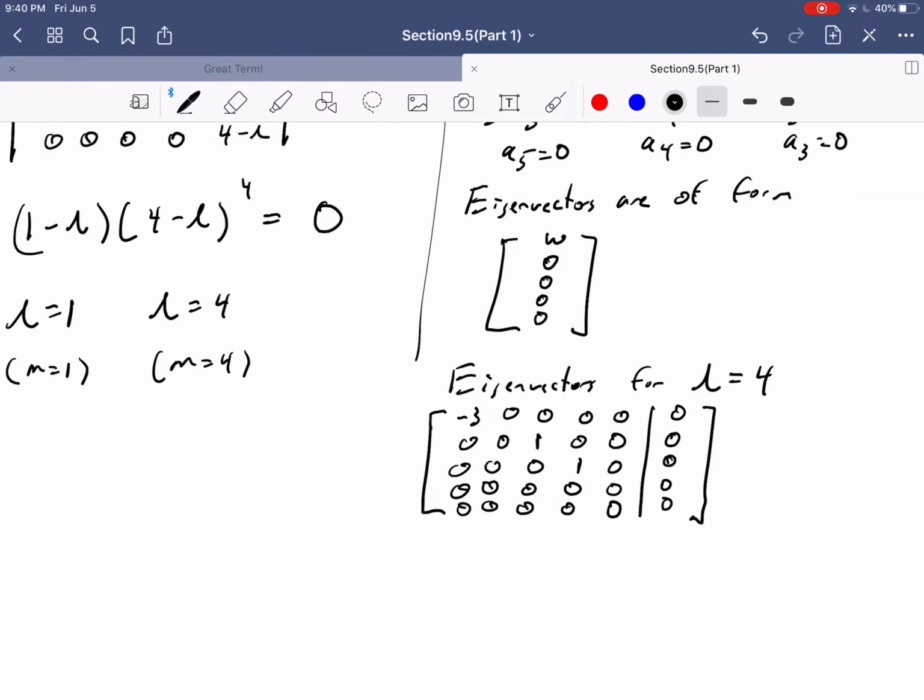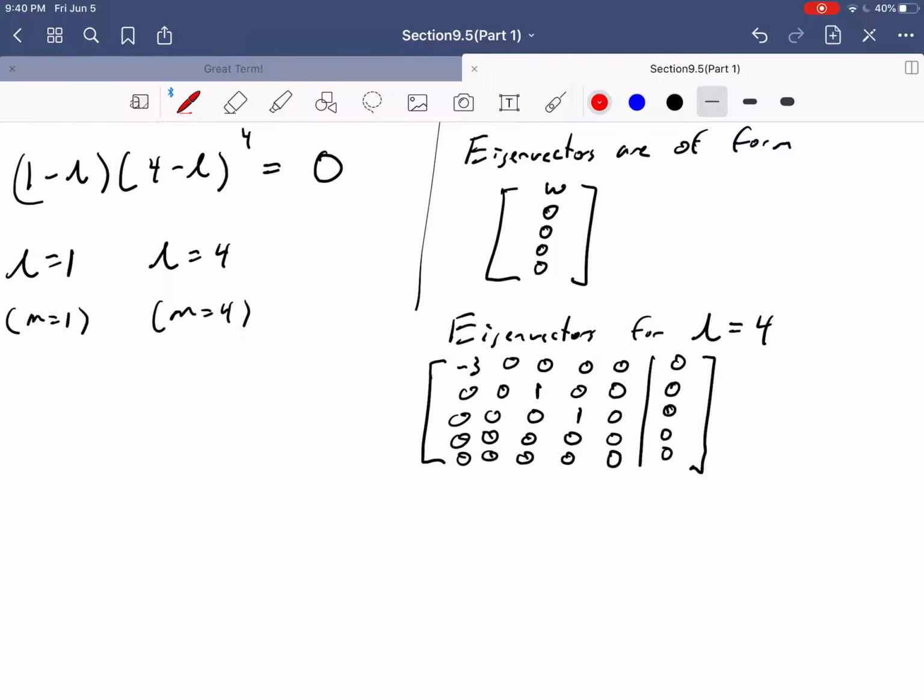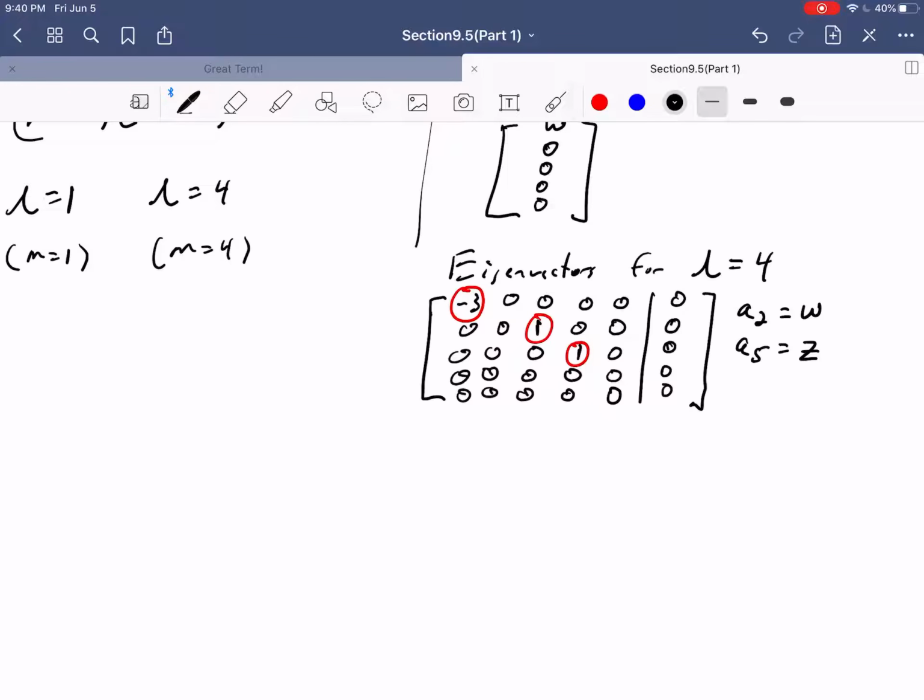All right, looks a little bit weird, but again, let's think about this: it's actually already in row echelon form, so we just want to avoid parameterizing here, here, and here. So I guess we can let A2 be equal to W and A5 be equal to Z. So the equation should be pretty clear. A4 equal to 0, A3 equal to 0, and negative 3A1 equals 0. So yeah, A1 is 0 too.